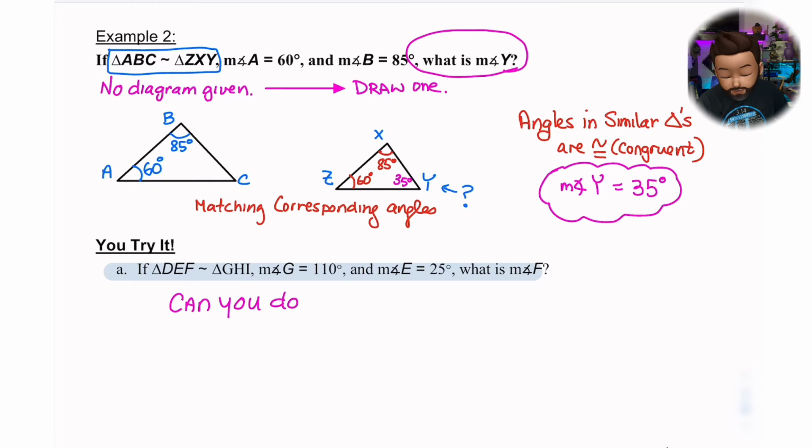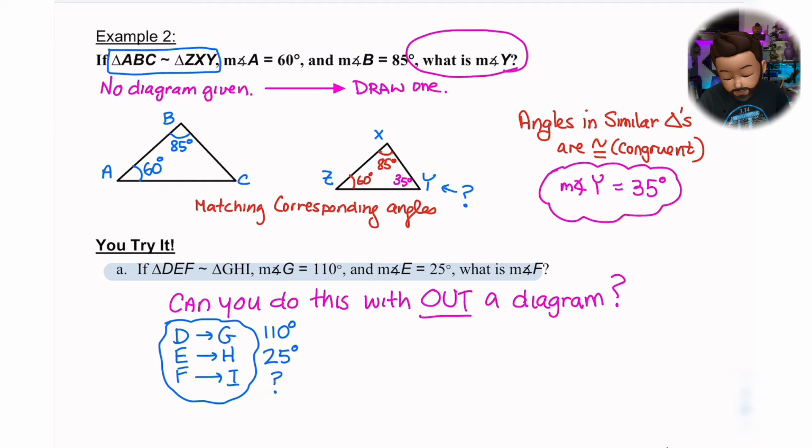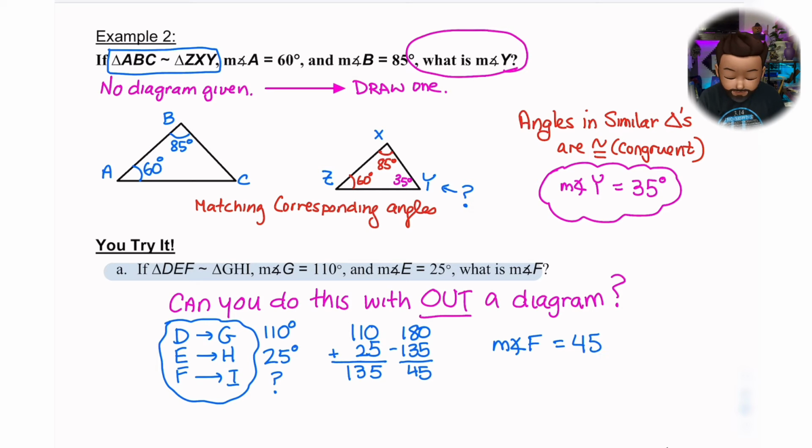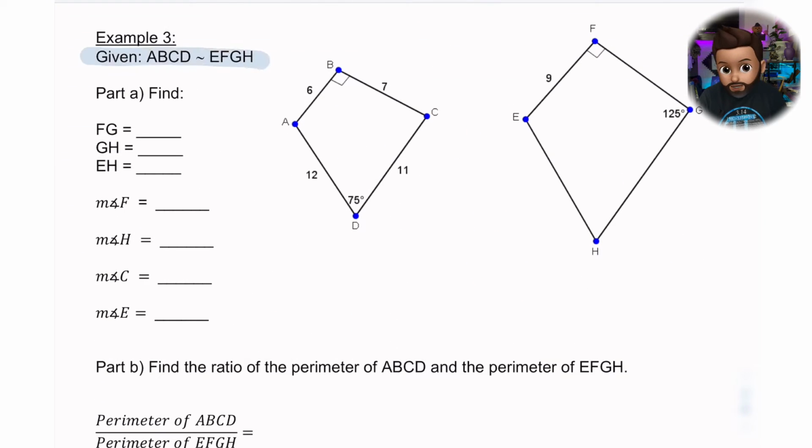Here, in triangle DEF, similar to triangle GHI, the measure of angle G is 110 degrees, the measure of angle E is 25 degrees, and they want to find the measure of angle F. Now, we can do this without a diagram as long as we use a corresponding parts little key that I've created for myself to know which parts are corresponding and which angles are going to be congruent. And doing a little math with the fact that the three angles in a triangle add up to 180 degrees, you can solve a lot of these similar triangle problems.